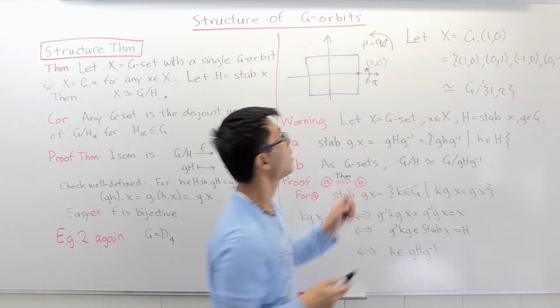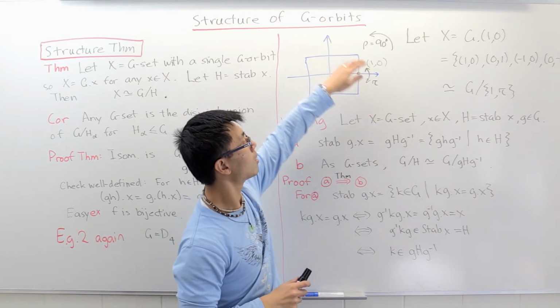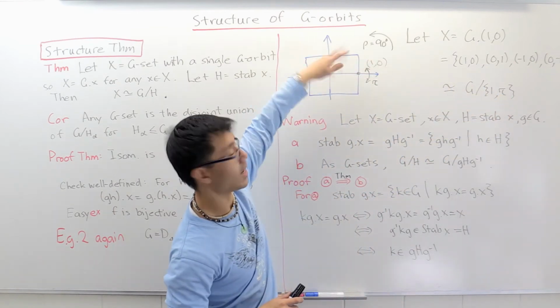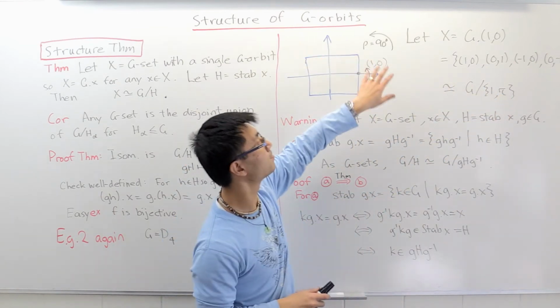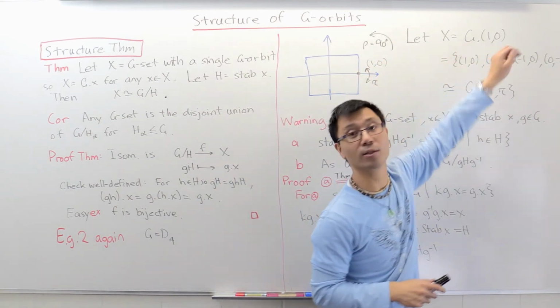(1, 0). And we saw that the stabilizer for this was just the elements 1 and tau. Okay, this reflection about the x-axis there. Okay, so let's have a look at the orbit of this (1, 0).